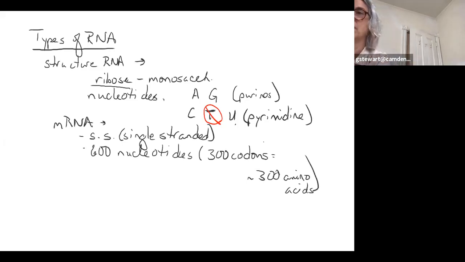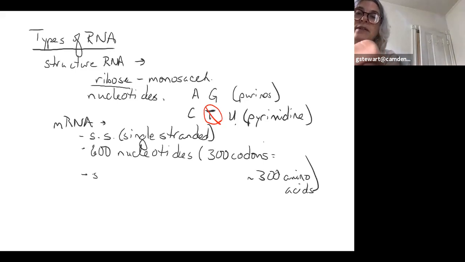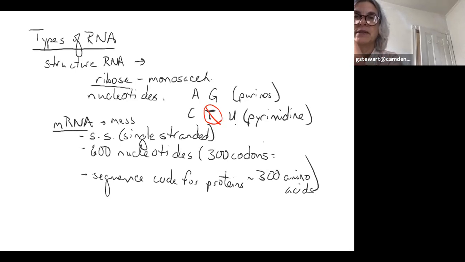Kind of give you a long list there. Single-stranded, about 600 nucleotides. It is transcribed, of course, from the DNA, and it is usually, in prokaryotes anyway, the sequence that will code for proteins. That part's translation. Right? The M for messenger. That was understood, but I'll put it in anyway. Messenger.